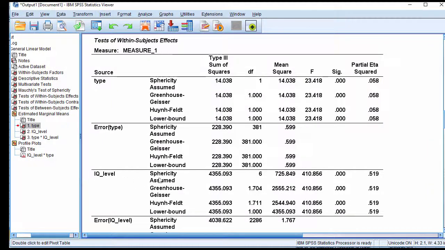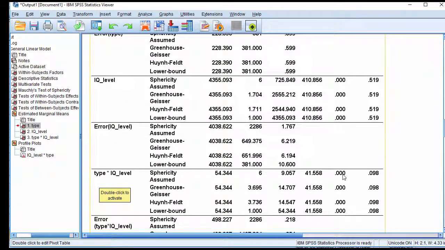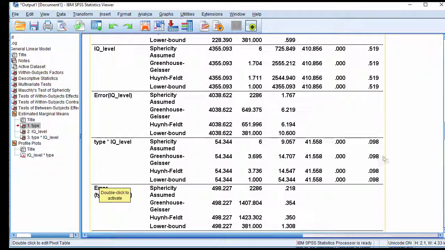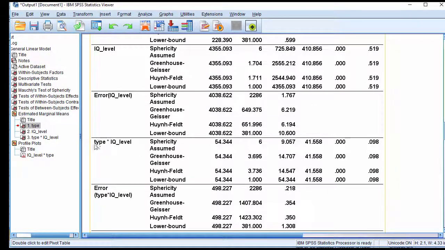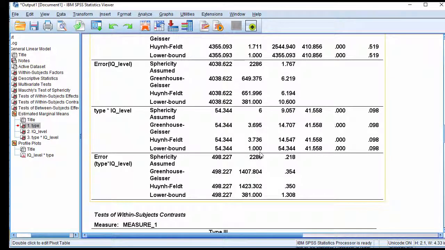They are not equal to each other on the basis of this F value of 410.86, and it's statistically significant. But again, there's a significant interaction, so I don't know if I can interpret this main effect or not. And the interaction, Huynh-Feldt, with 3.736 in the numerator degrees of freedom and 1,423.30 degrees of freedom in the denominator.